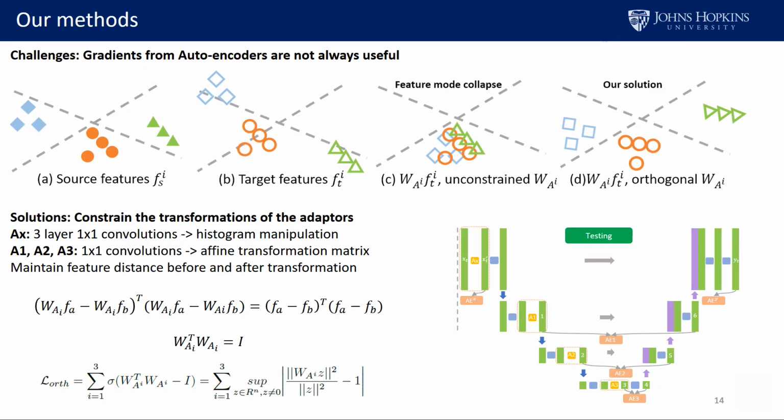Wi is the adapter's convolution kernel, and FA, FB are two feature vectors. In order to maintain L2 distance, we need Wi to be orthogonal. So we trained adapters using both autoencoder reconstruction loss and orthogonality loss.